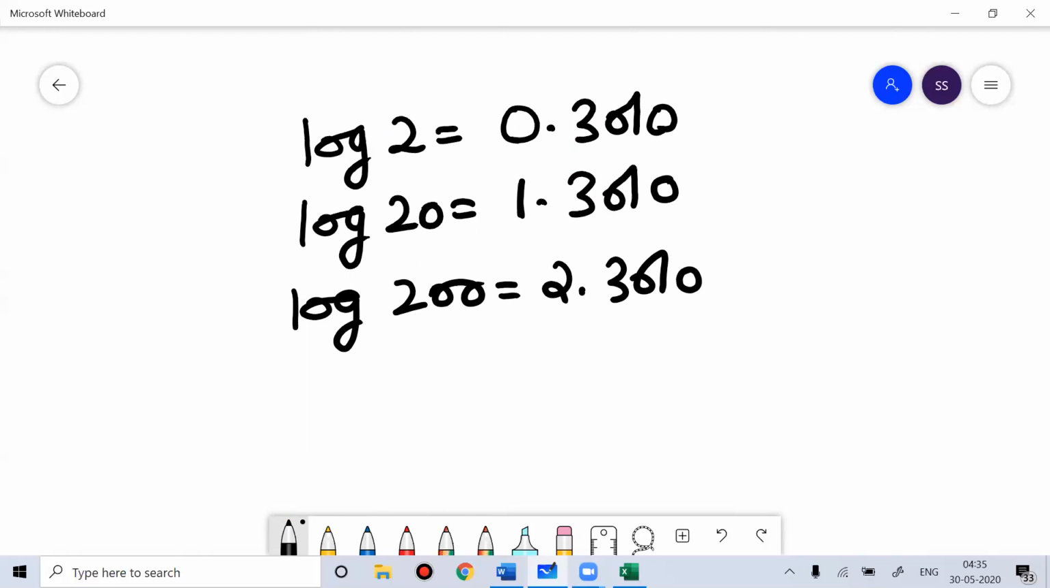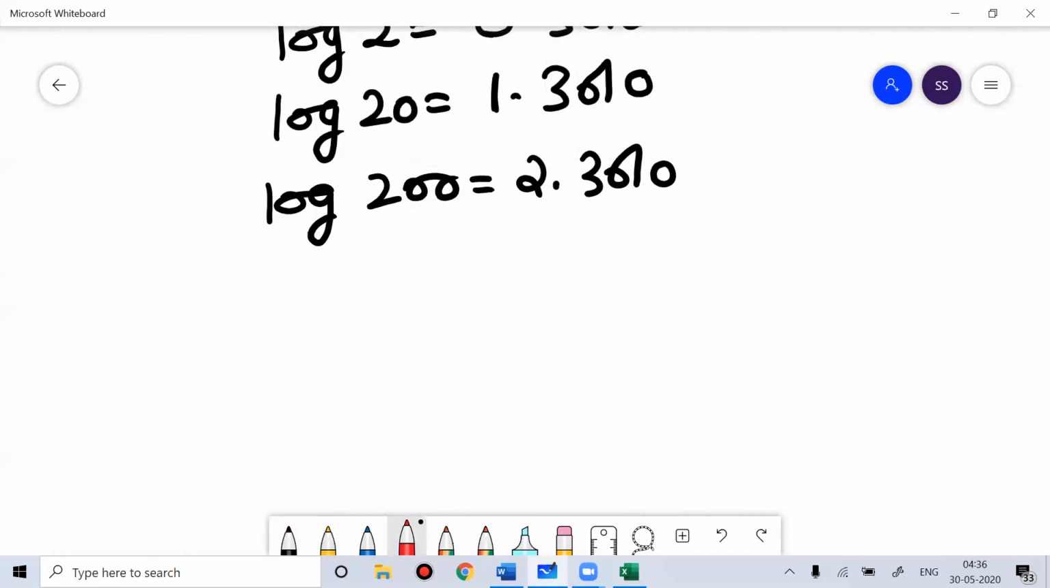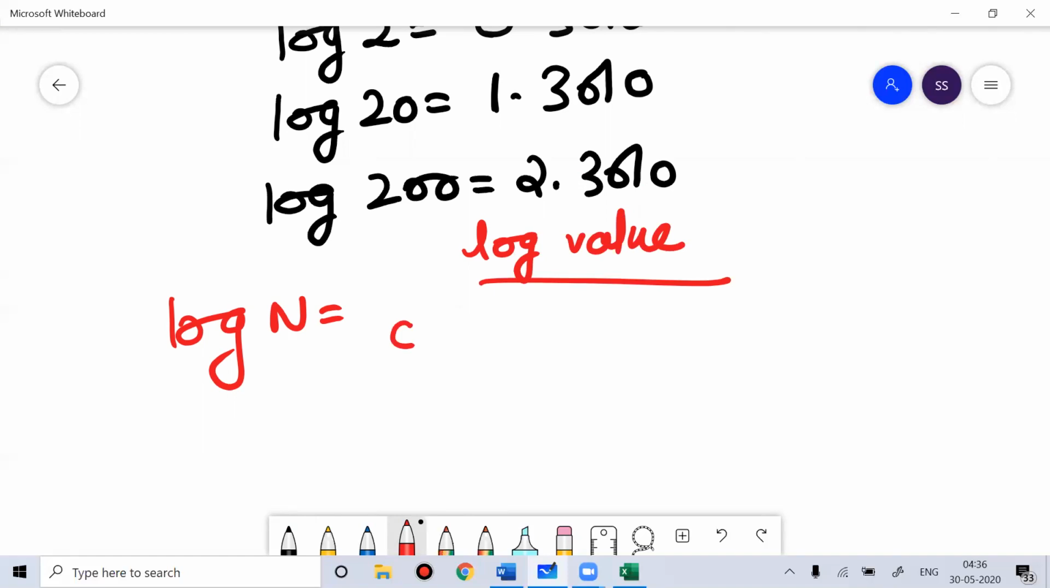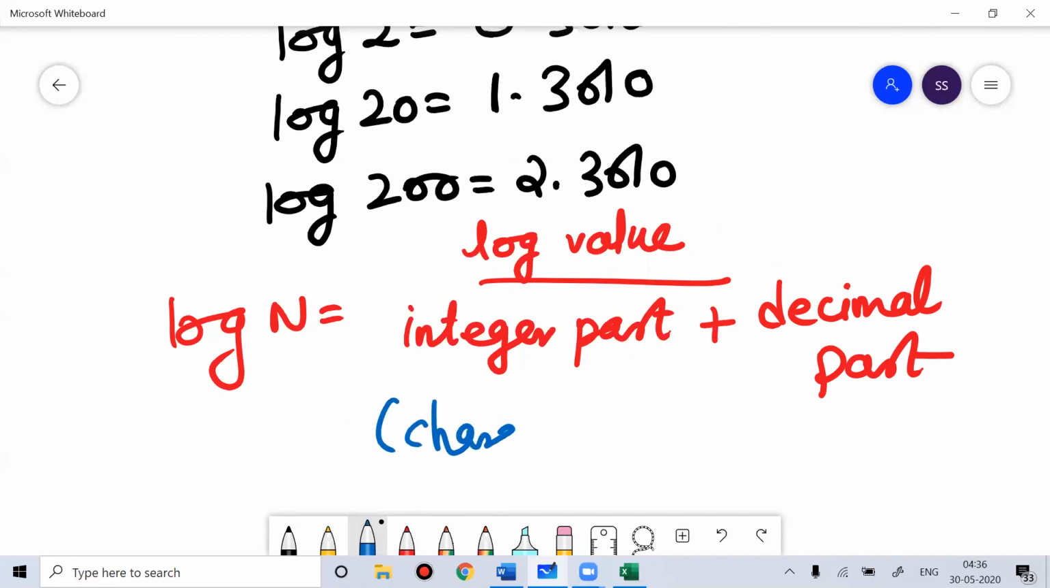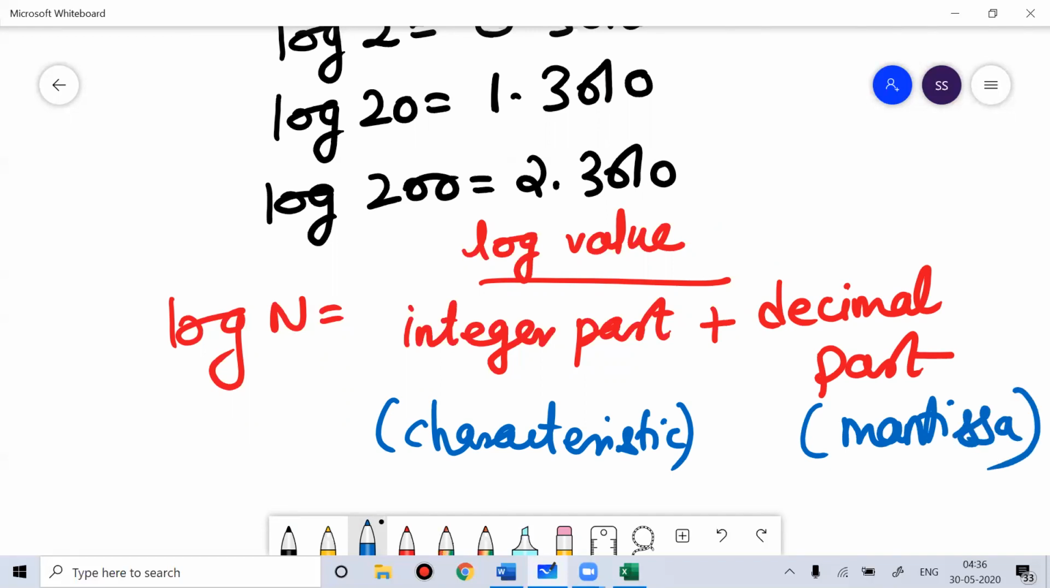Whenever you find the log of any argument, any number, the log value you get will have two components. One would be your integer part and the other would be your decimal part. This integer part is called the characteristic, and the decimal part is called the mantissa.